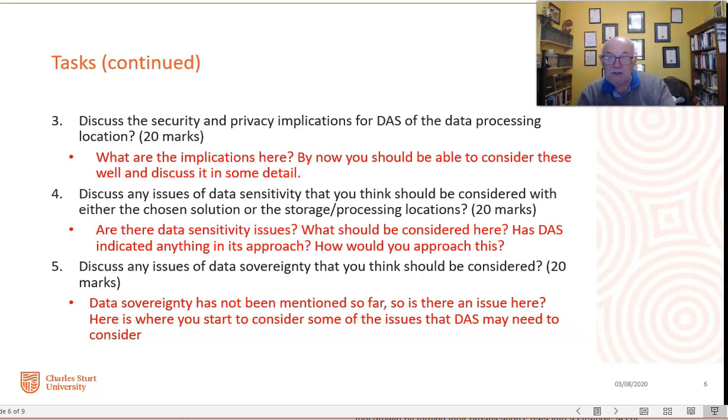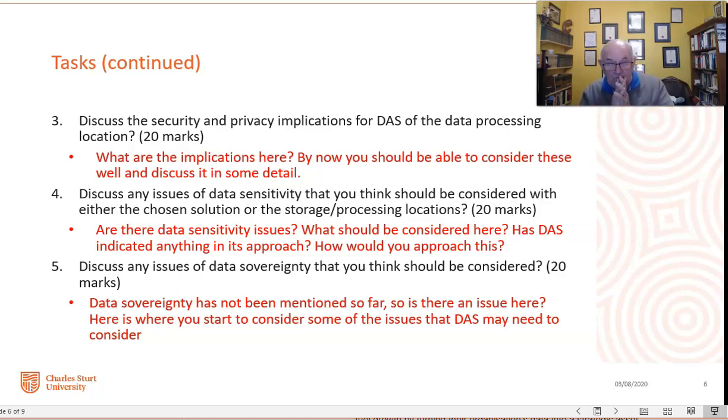Question 3 then takes you on to discuss the security and privacy implications of the data processing location. You need to be able to consider what the implications are here, and by now you should have had some time to consider these quite well, and you should be able to discuss it in some detail.